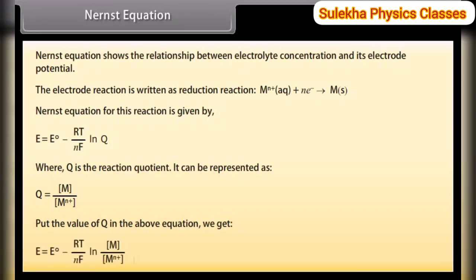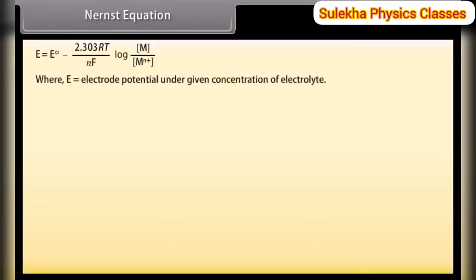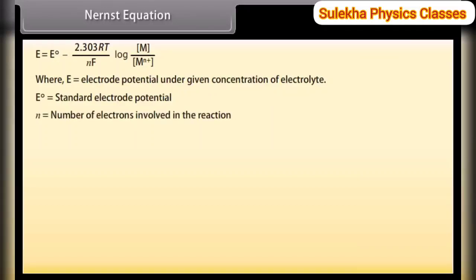We get E is equal to E naught minus 2.303 RT upon nF log M upon M ion, where E is equal to electrode potential under given concentration of electrolyte, E naught is equal to standard electrode potential, n is equal to number of electrons involved in the reaction, T is equal to temperature on Kelvin scale, F is equal to 1 Faraday, R is equal to gas constant.